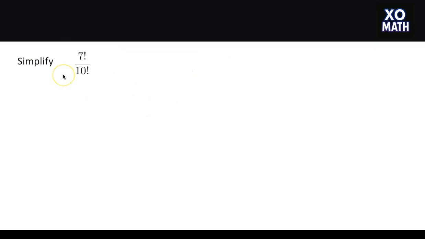Let's try one more like that. Let's simplify 7 factorial over 10 factorial. So the bigger factorial is in the denominator, let's start there. And notice the numerator has a 7 factorial. So what we'll do is we'll start to write out 10 times 9 times 8 times 7 factorial so that we can go ahead and cancel with that 7 factorial in the numerator.